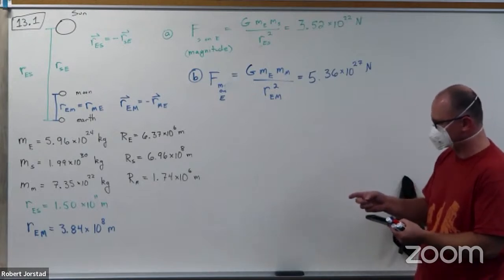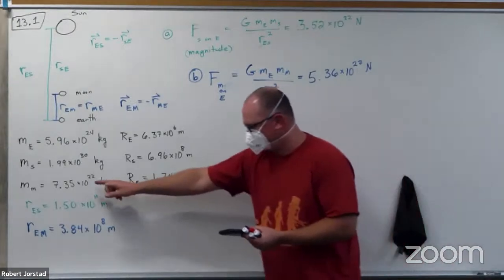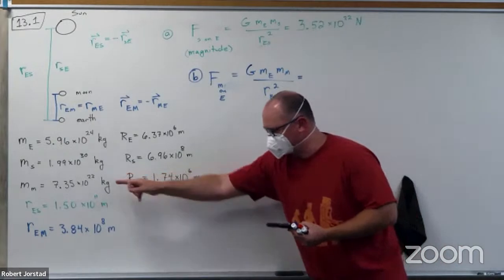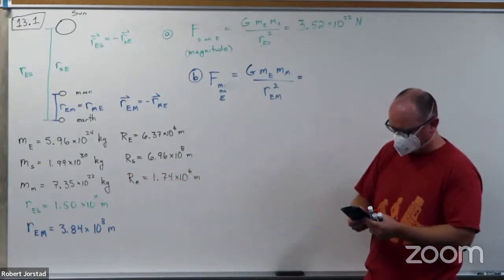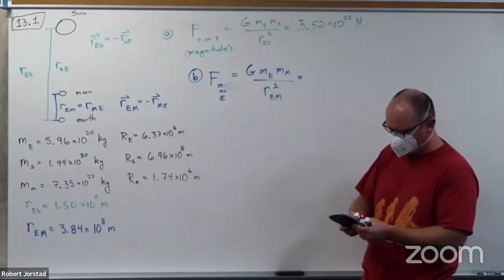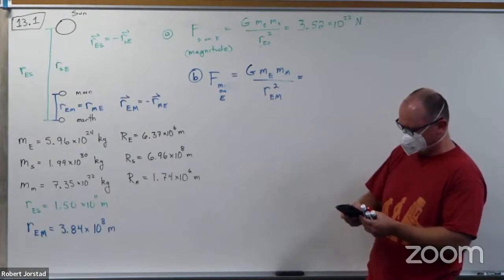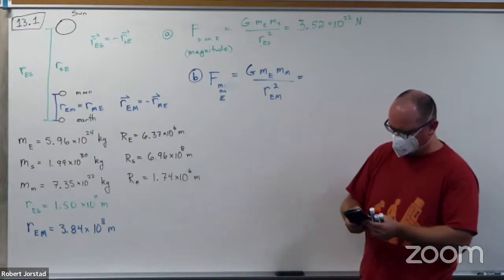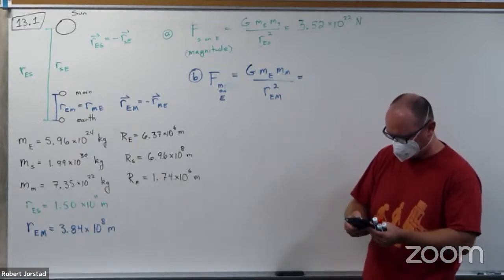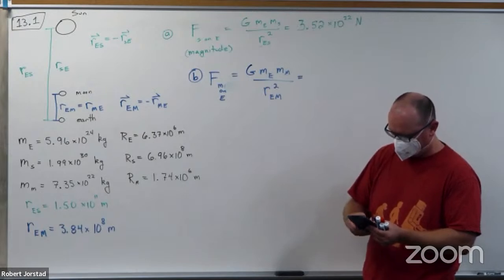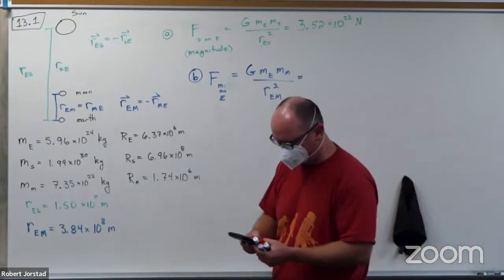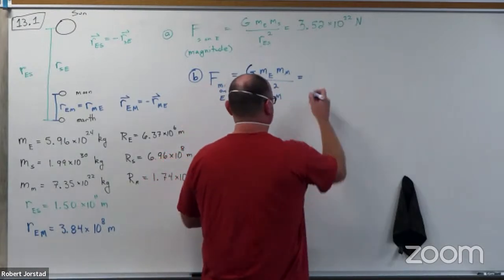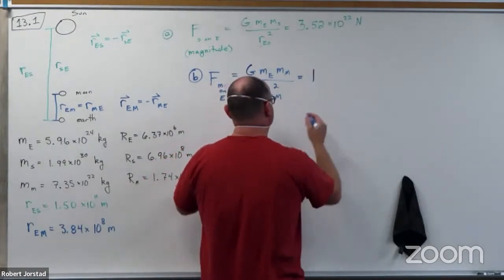What was the mass of the moon? Oh, I punched in the wrong number. That's wrong. I didn't use the right mass. 7.35 EE 22 divided by 3.84 EE 8 squared. All right, 1.982 times 10 to the 20. Does that sound better? All right, sorry about that. I punched in the wrong mass.